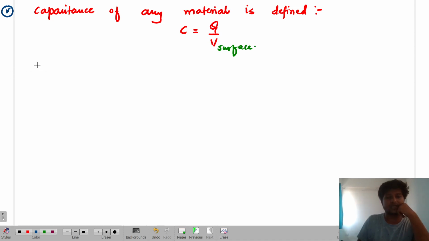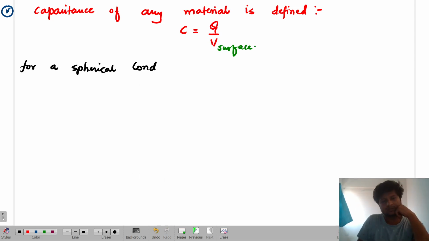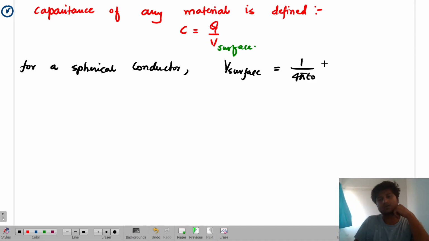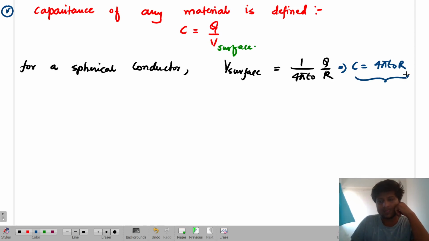So let's take an example of a spherical conductor. Suppose I consider a spherical conductor. For a spherical conductor, the potential on the surface is always equal to how much? 1 by 4 pi epsilon naught, Q by R, or not? Yes. So if I put it over here, can you see that the capacitance will be given by the formula? This implies C is equal to nothing but just 4 pi epsilon naught into R, isn't it?